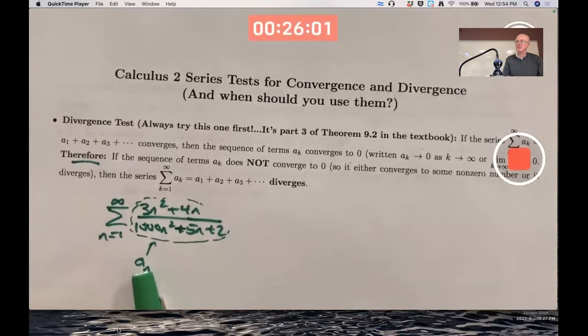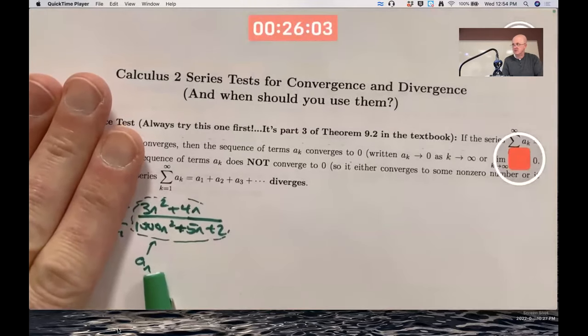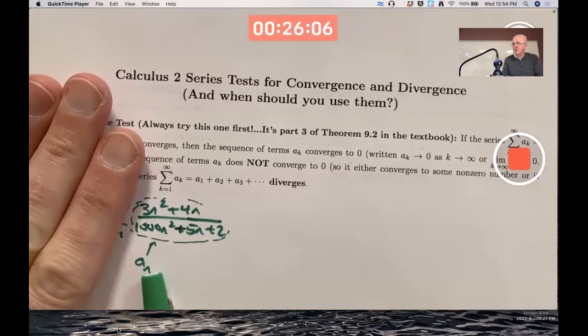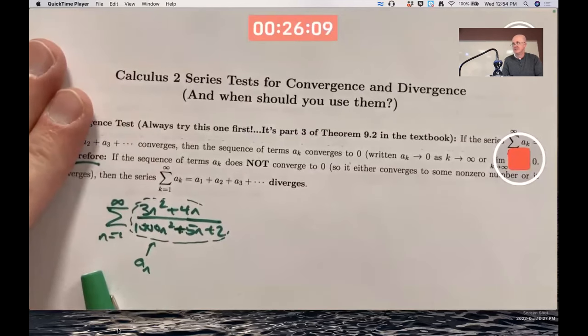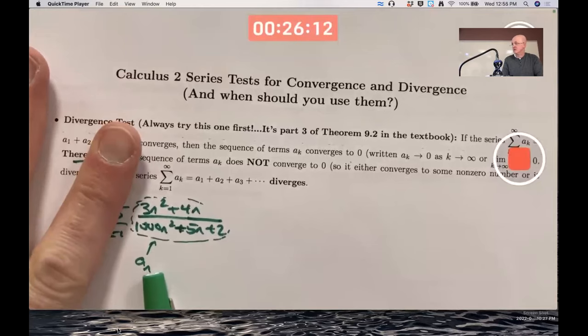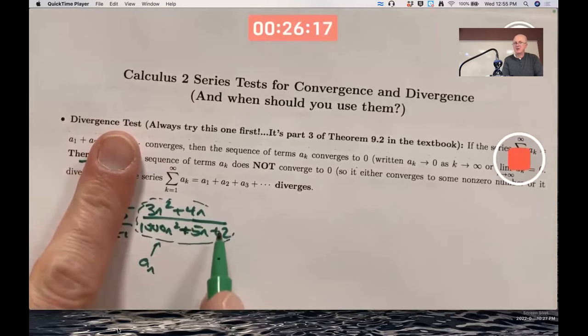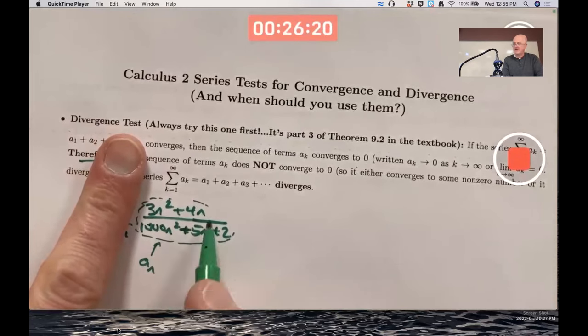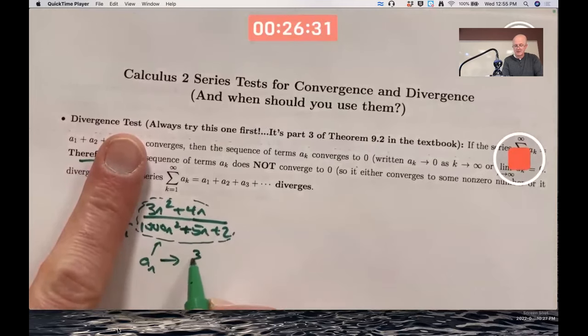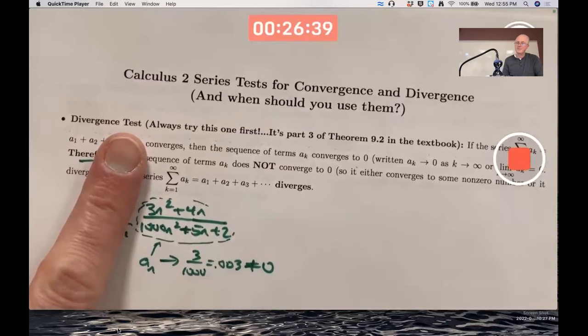The a_n's are the terms without the summation sign. Those are the numbers that are being added for the series. The a_n's converge, but they don't converge to zero. It's a rational function. Degree of the top and the bottom is the same. They're both second degree. We know that as n goes to infinity here, this would approach the ratio of the coefficients of the highest powers of n. This approaches 3 over 1,000, 0.003 as n goes to infinity. But that's close to zero, but it's not equal to zero.